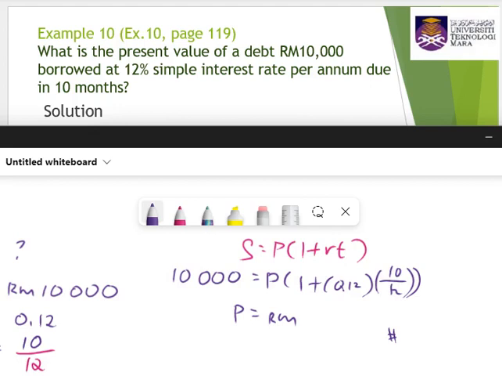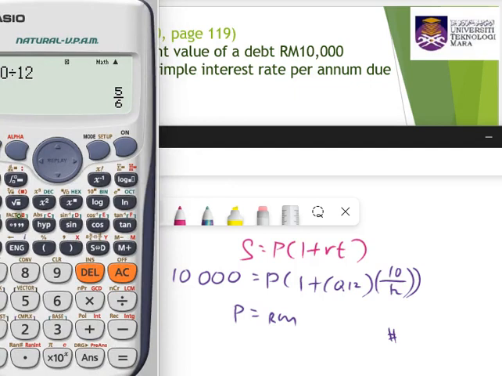Okay, so as usual, reset your calculator, shift 9 3 equal. Okay, just to ensure you have cleaned out all the memories before you key in the new equation. So on the left you have 10,000. Okay, alpha equal, okay, the p value just substitute with alpha x with the bracket. Okay, so 1 add up with 0.12 multiply with 10 divide by 12.